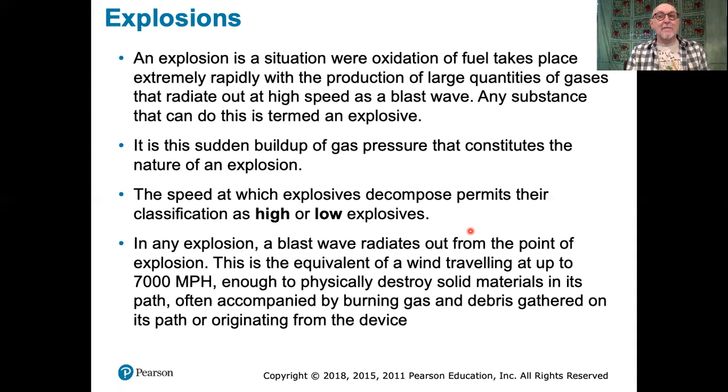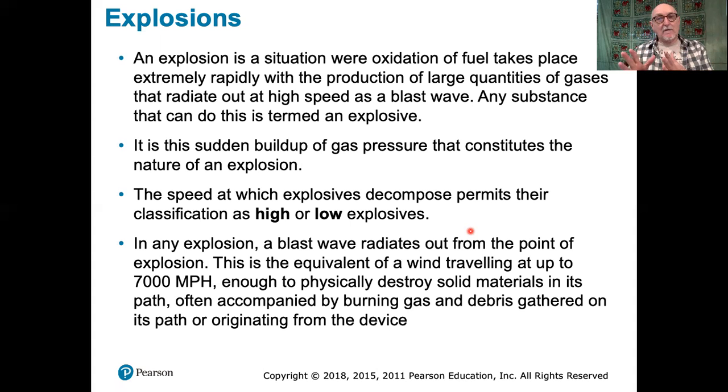But an explosion is something entirely different. It is still an oxidation, still the oxidation of a fuel source, but the oxidation proceeds incredibly rapidly. It's orders of magnitude faster than occurs in an ordinary fire. And the result of that very rapid oxidation is the sudden production of large quantities of gas, carbon dioxide, water vapor, etc., that is superheated and travels incredibly fast away from the point of the explosion. And the characteristic of explosions is this blast wave that emanates from the point of the explosion.